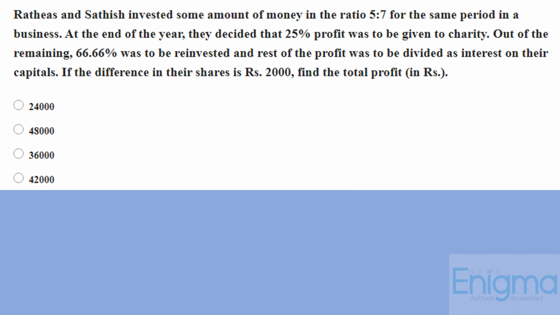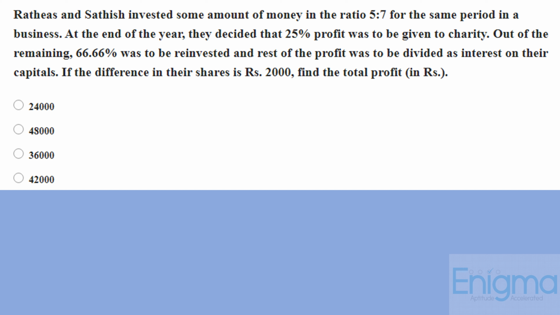Matthias and Satish invested some amount of money in the ratio 5 is to 7 for the same period in a business. At the end of the year, they decided that 25% profit was to be given to charity. Out of the remaining, 66.66% was to be reinvested, and the rest of the profit was to be divided as interest on their capitals. If the difference in their shares is rupees 2000, find the total profit.